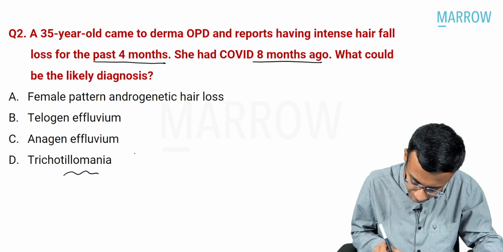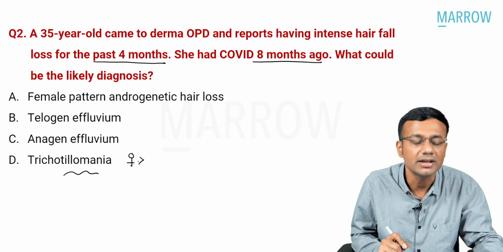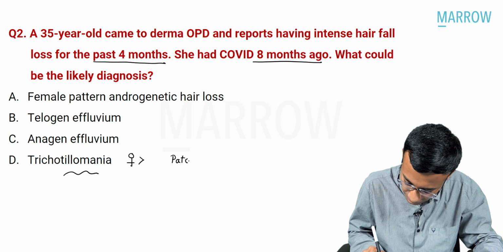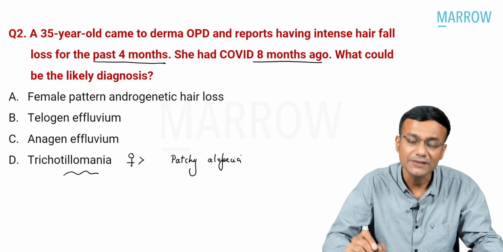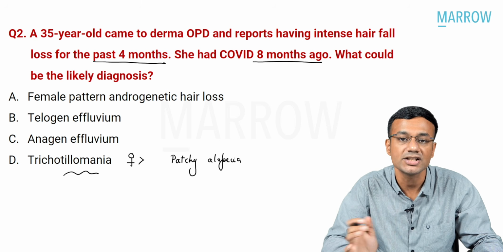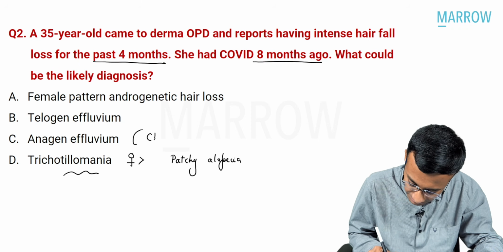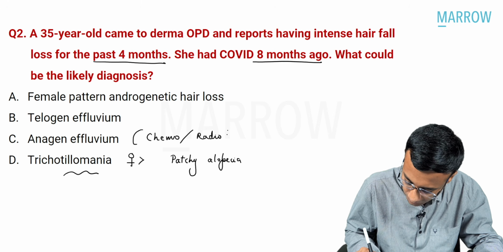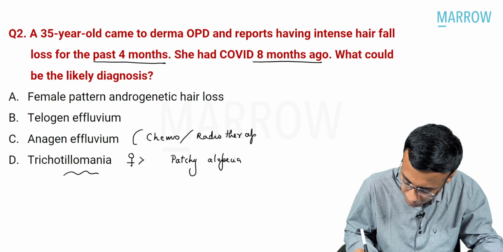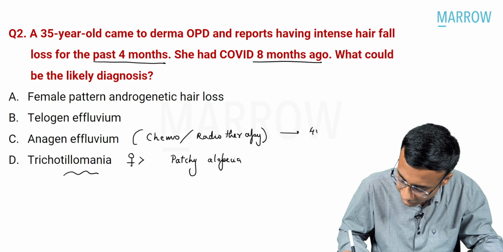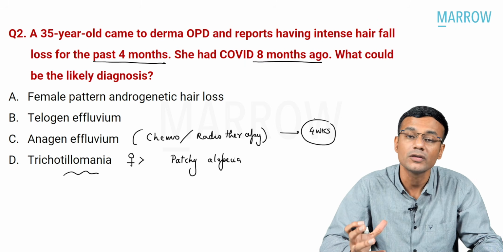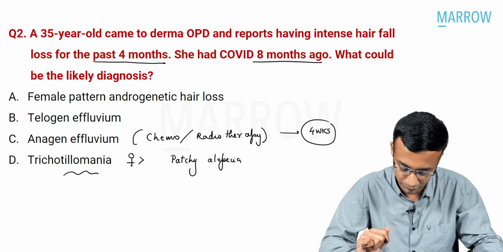Now trichotillomania is more common among women, but here you will have incomplete loss of hair within the patch. So this is a patchy alopecia. This is an example for patchy alopecia. Now if the examiner would want us to mark anagen effluvium, there should be some history suggestive of chemo or radiotherapy, and usually the hair fall is 3 to 4 weeks after chemo and radiotherapy. That is what you need to remember.